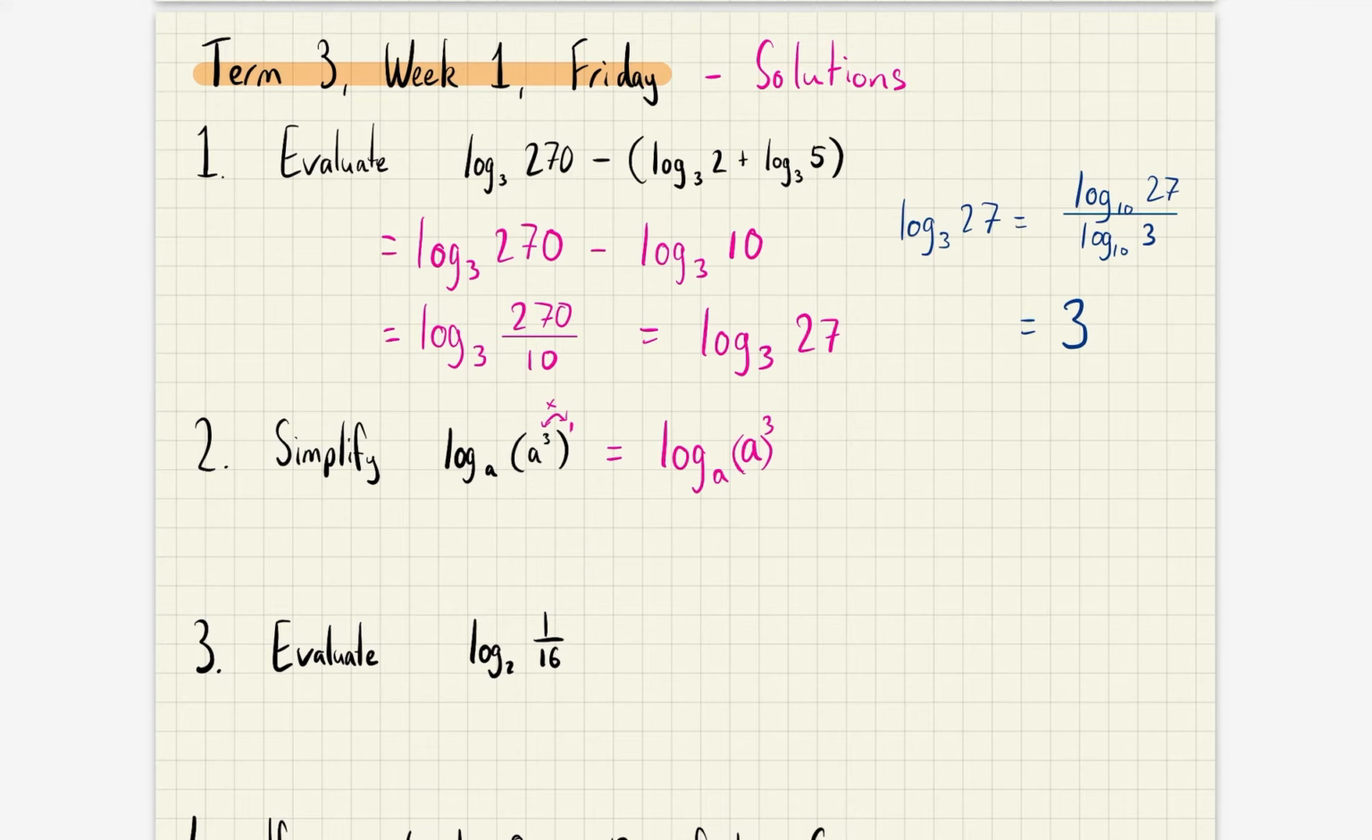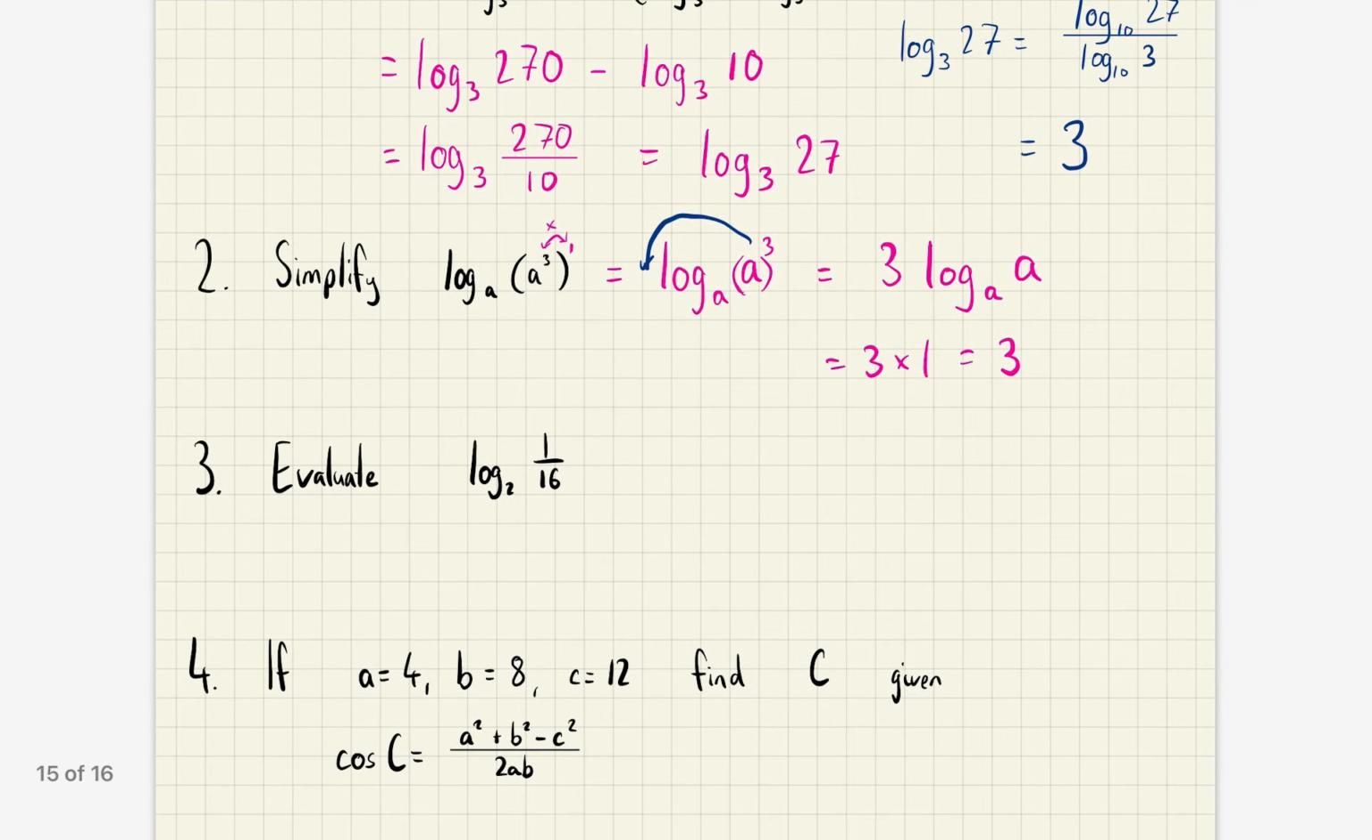Now, because it's the power law, I'm going to bring that 3 to the front. So we're going to have 3 log a. And one of our properties was that if we have a log with the same base as the number here, we can actually say, well, that's actually equal to 1. So it's 3 times 1, which is equal to 3. So that's the answer for question 2. I wonder if the answer to question 3 is also 3. I guess we'll find out.